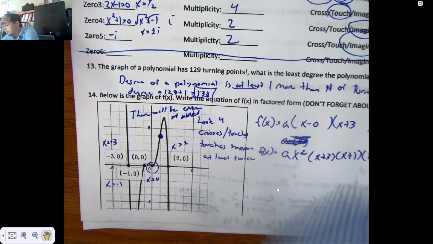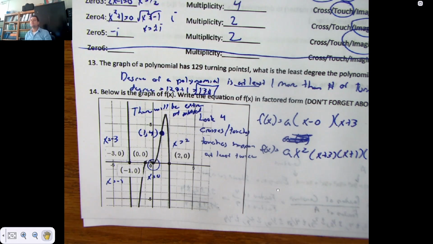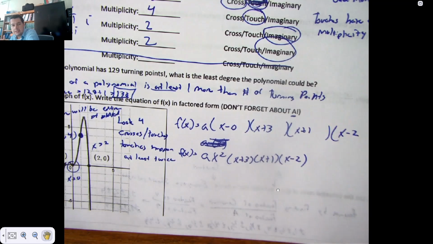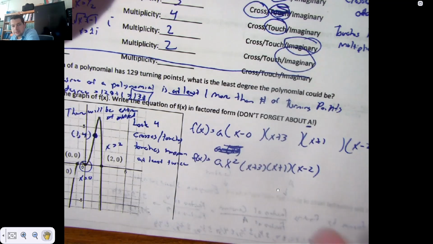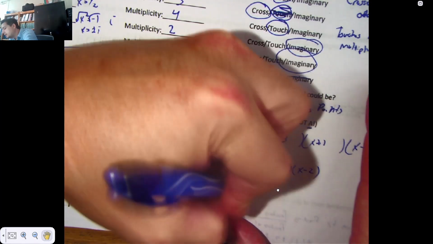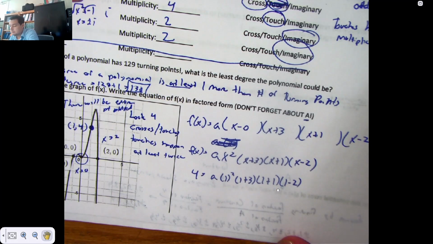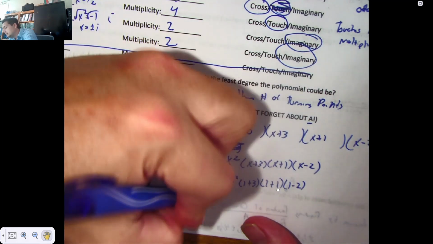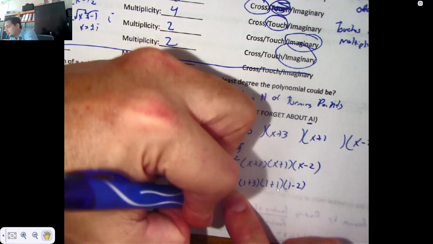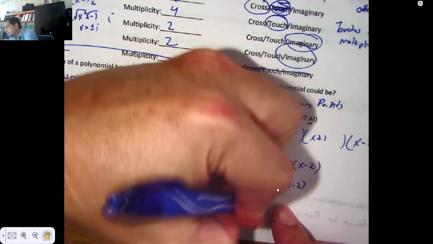This is 1, 4. That's what I'm going to use. So I'm going to use the point 1, 4. Everywhere I see an x, I'm a 1. Everywhere I see a y, I'm a 4. So 4 is a times 1 squared times 1 plus 3 times 1 plus 1 times 1 minus 2. All right. Crank out the math. This is a 1. This is a 4. This is a 2. This is a negative 1.